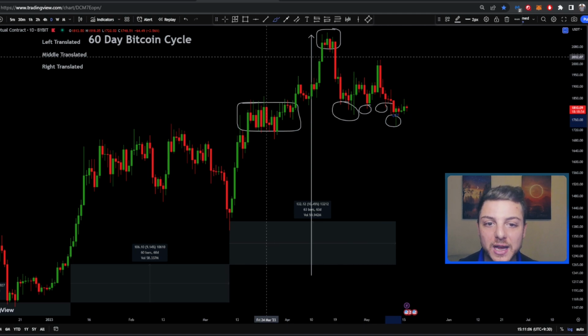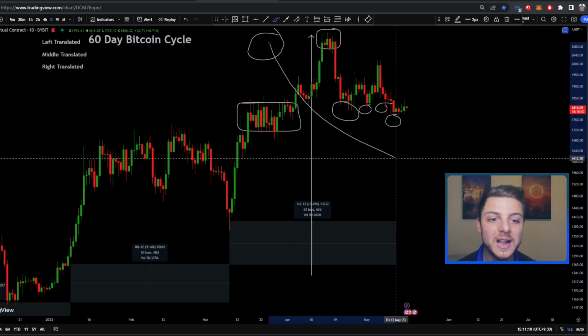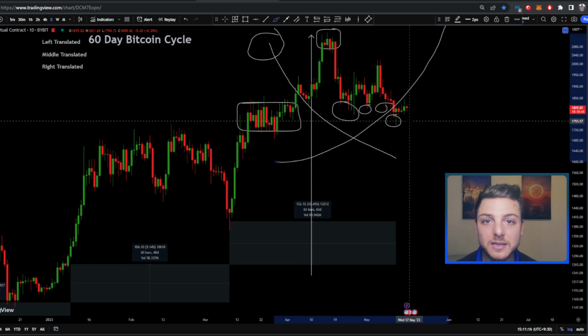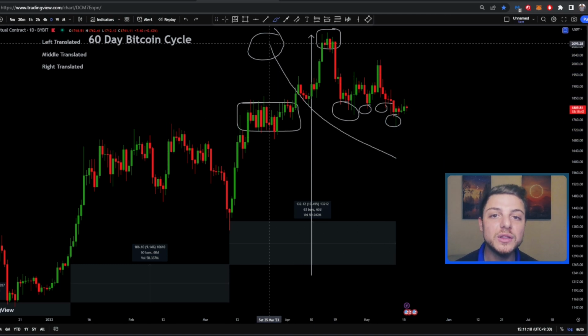If we were left-hand translated and the top occurred here and we'd been falling for a lot longer, that would mean you need to be very careful because the next 60-day cycle might not just be massive bullish moves to the upside. It would then have a higher probability of looking to actually turn around and start making a good decline. But since this occurred just after the midpoint, right-hand translated, it means that we have higher probabilities of trading this next 60-day cycle in the long direction.